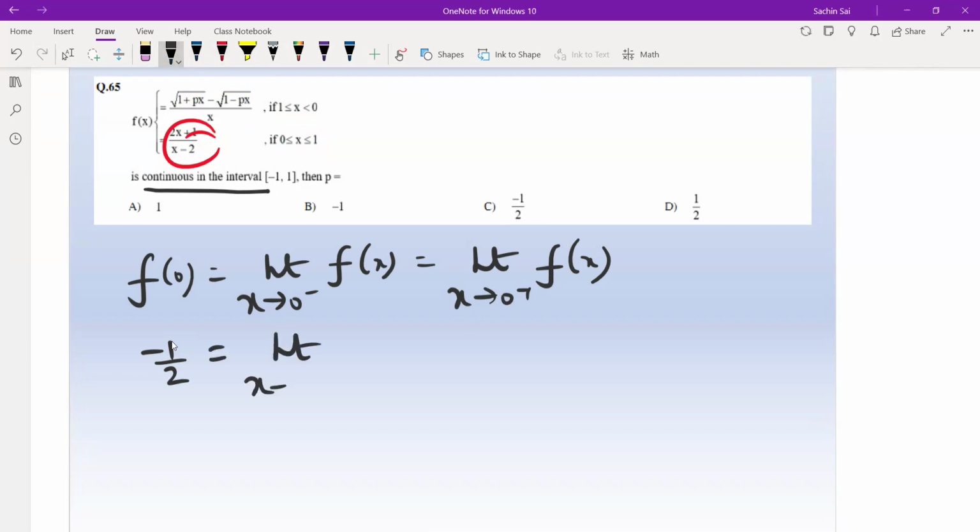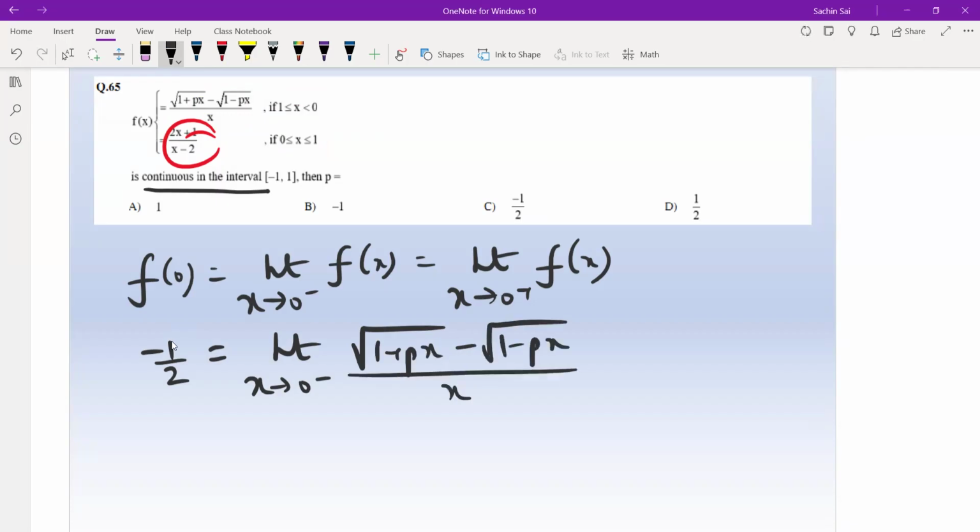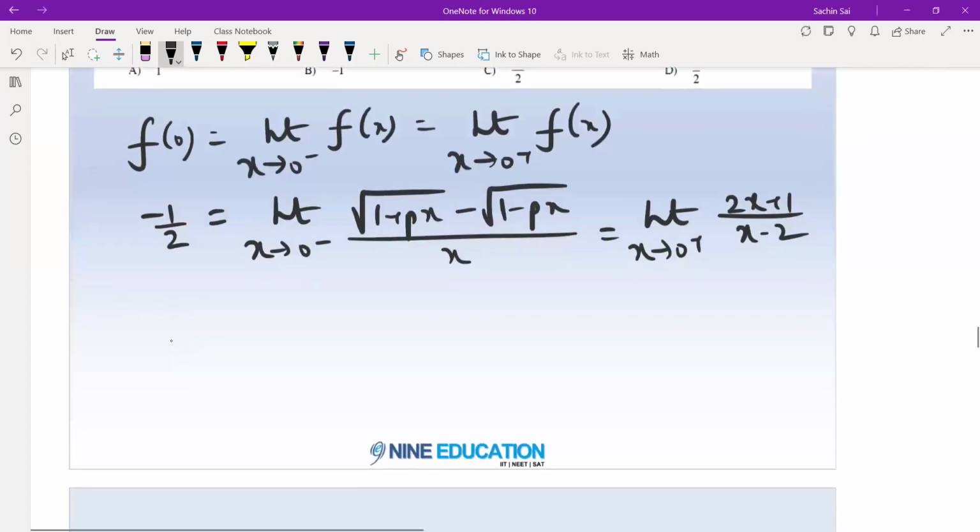Now for the left limit, limit as x tends to 0 minus, when x is less than 0, the definition of the function is root over 1 plus px minus root over 1 minus px divided by x. And for the right limit, limit as x tends to 0 plus, the definition of the function is 2x plus 1 by x minus 2. Now in either case, these two values will be equal. As you can observe, the right limit is also equal to minus 1 by 2.